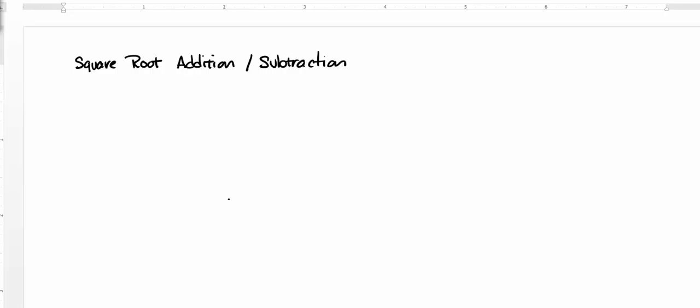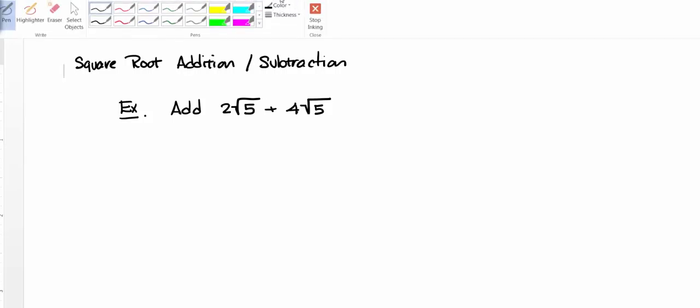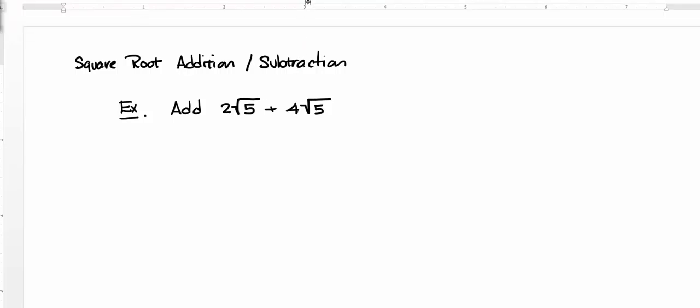So if I have an expression, for example, 2 times the square root of 5 plus 4 times the square root of 5. Notice that the radical parts are the same in both of the things that we're trying to add, right? They're both the square root of 5.